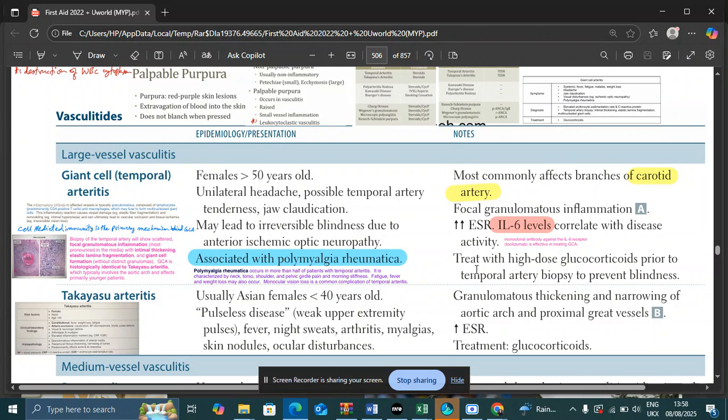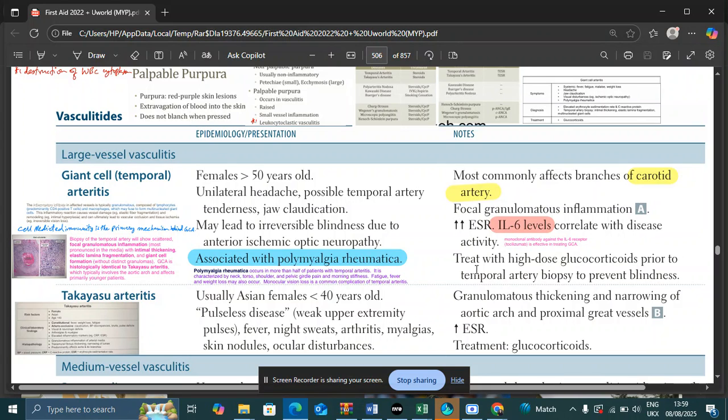What would be the patient's presentation with giant cell or temporal arteritis? Usually, a female above the age of 50 presents to your clinic with a unilateral headache, possible temporal artery tenderness, or jaw claudication. These are the usual findings in patients with temporal arteritis.